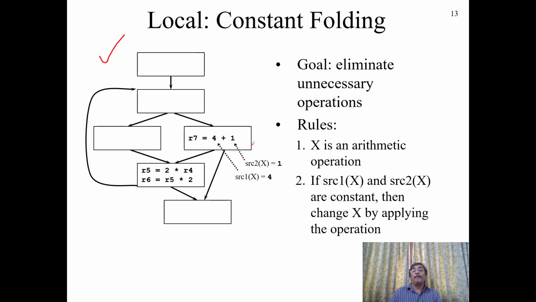So what is the scope? This is x, this quadruple is x. That's an arithmetic operation. And SRC1, the first source of this operation, and the second source of this operation are literals. Then what I can do, I can simply write R7 is equal to 5, right? So that is constant folding.